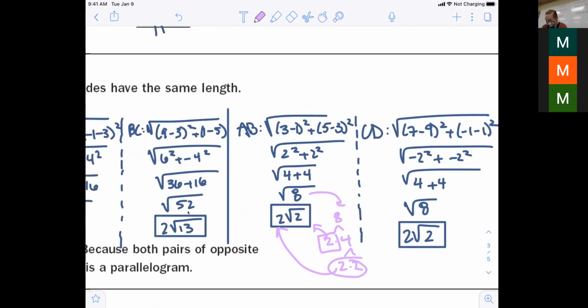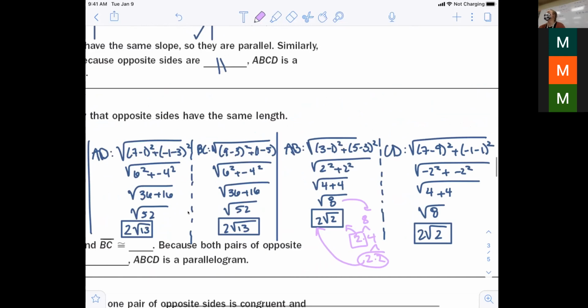Similarly, for the next one, AD and BC, I got √52. And then I simplified that to be 2√13. Again, if you're thinking about 52 as a factor tree, that becomes 2 and 26. And then 26 becomes 2 and 13. And the 2's get to come out and the 13 stays inside. I know we've done that a long time ago. We did simplify radicals at one point on an ISEP sheet, but I know that you've slept between now and then. Any questions on what we've done so far?